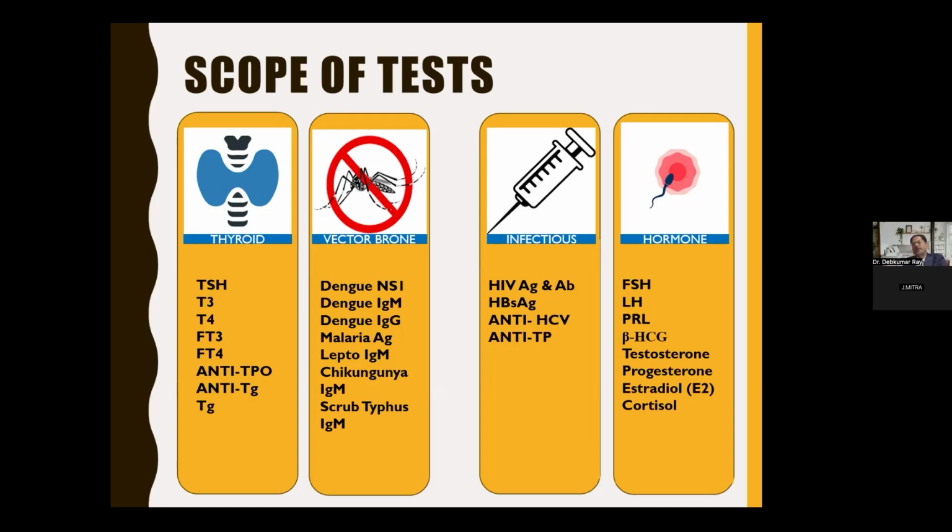We can go for the fertility profile, like hormones which are related to fertility. For the treatment of infertility, we can assess hormones like FSH, follicle stimulating hormone, LH, PRL, prolactin, beta HCG, testosterone, progesterone, estradiol, E2 specifically, and cortisol. So these are the hormones which are assessed for the treatment of infertility.